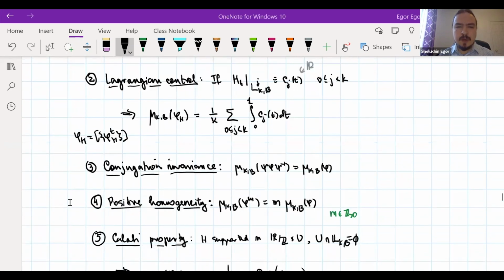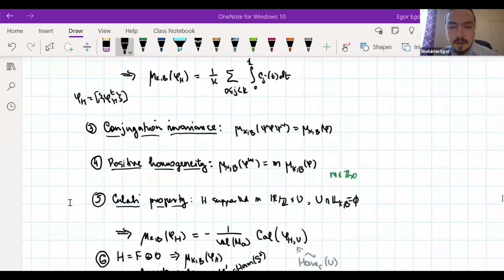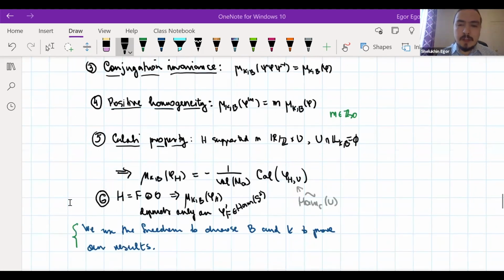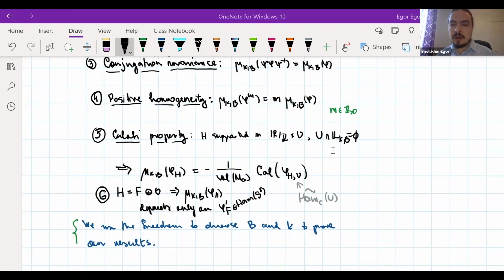Furthermore, these maps are conjugation invariant. They are also positively homogeneous, so mu KB of phi to the m is m times mu KB of phi, where m is a positive integer. They satisfy the Calabi property: if H is supported, for all times, in an open set U that is disjoint from LKB, then mu KB of its flow is proportional to the Calabi invariant of this map.